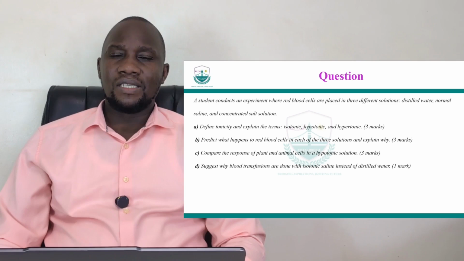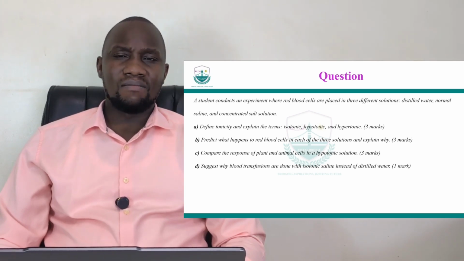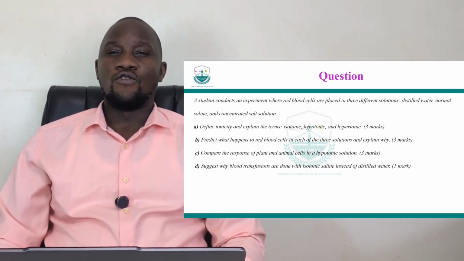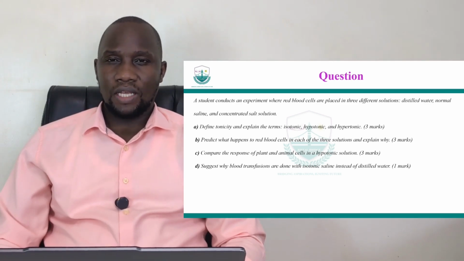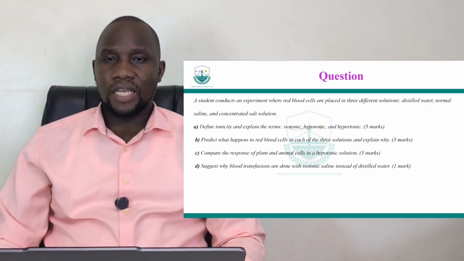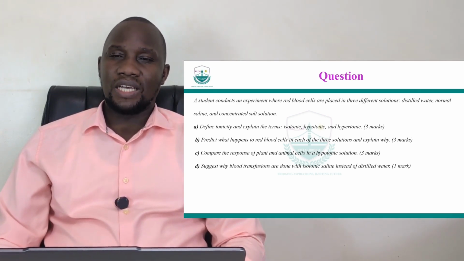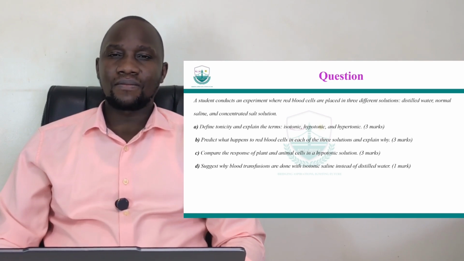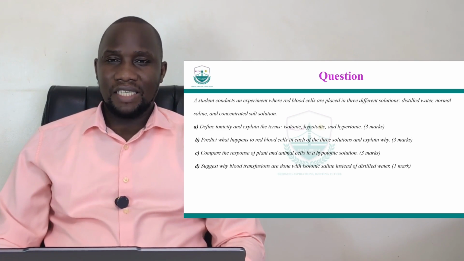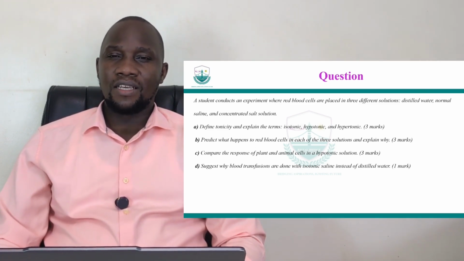Part 2 is that if it is isotonic, you don't have any change in the shape of the red blood cell. If it is hypertonic, the cell will lose water and it will shrink. And when it is in hypotonic, it will take in water and actually burst. That's what you will see.